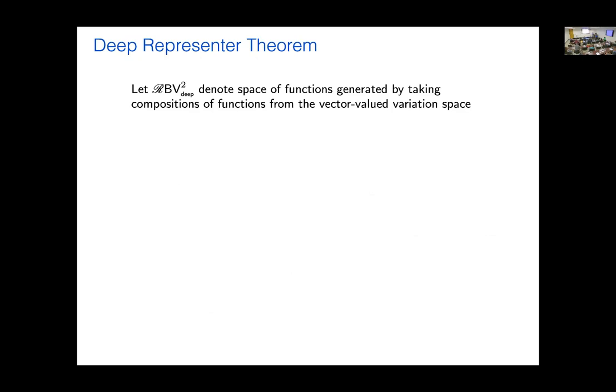You can define a function space that I'll call RBV2 deep, which is basically functions generated by taking compositions of functions of the type we were just talking about, these vector valued neural network functions.